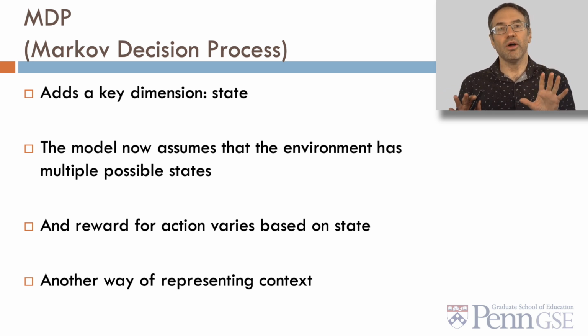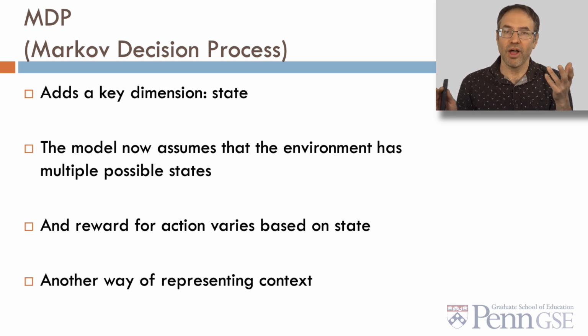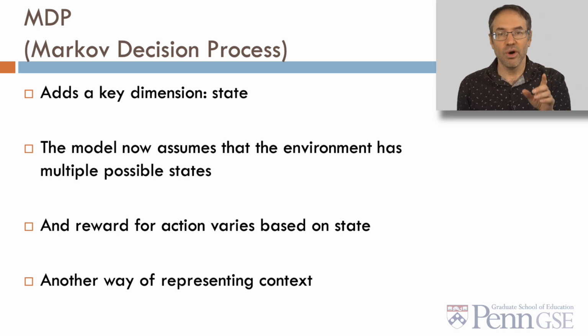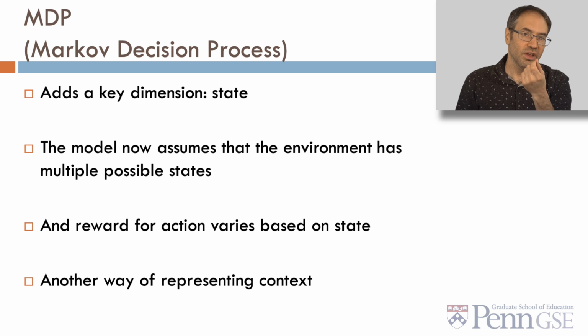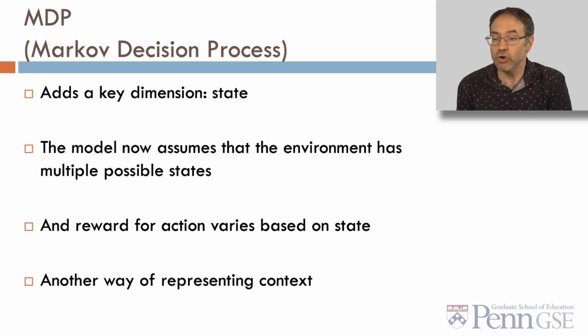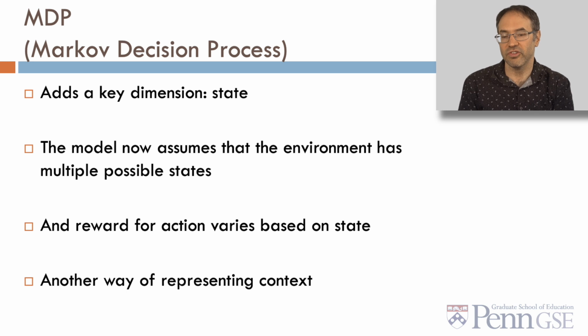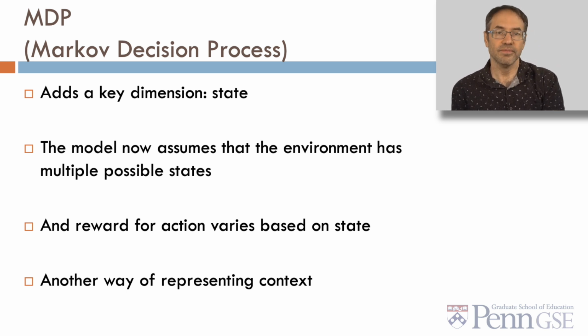The model now assumes that the environment has multiple possible states it could be in, and the reward for action varies based on the state. This is another way of representing context. Perhaps my class is in a state of early class attentiveness. Perhaps my class is in a state of late class laziness.